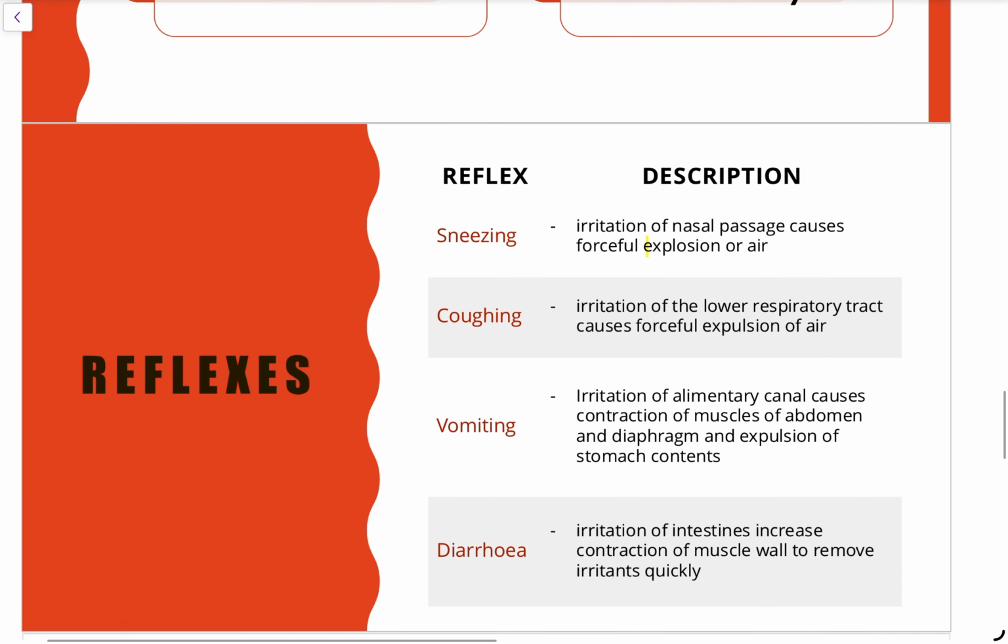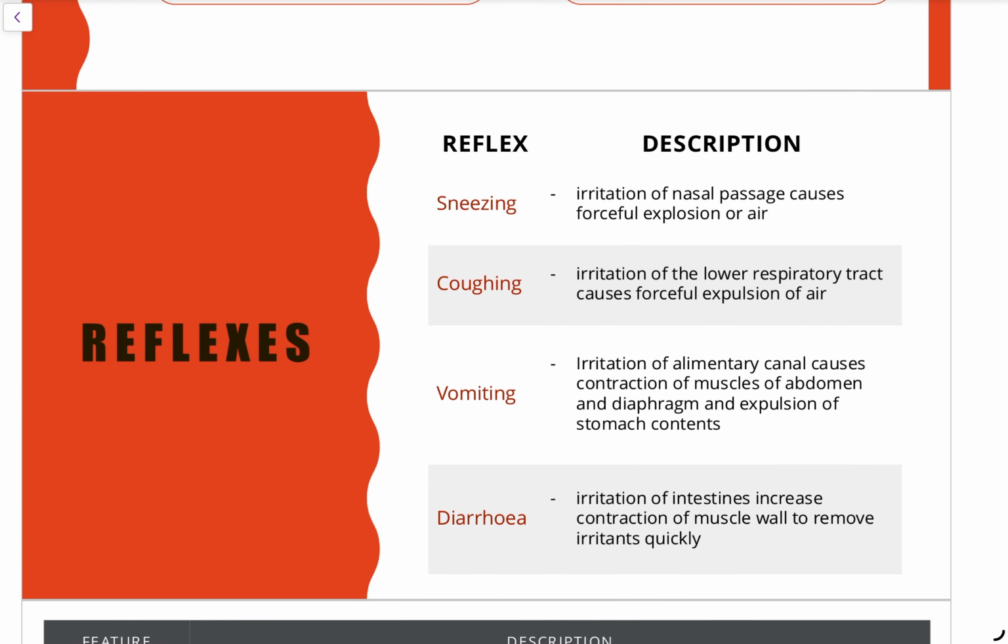Some of the different ways that we can do this are reflexes. Some examples of common reflexes: sneezing, where you've got an irritation within your nasal passage, and this causes air to be forcefully ejected out of your nose, removing any potential pathogen. Coughing, similar thing, except now we're looking at the lower respiratory tract and trying to clear that out with a forceful gust of air. Vomiting, if your alimentary canal is irritated, we can contract the muscles within the abdomen and the diaphragm, and that's going to get rid of your stomach contents. And finally, diarrhea, irritation of your intestinal tract, is going to remove anything irritating them quite quickly.